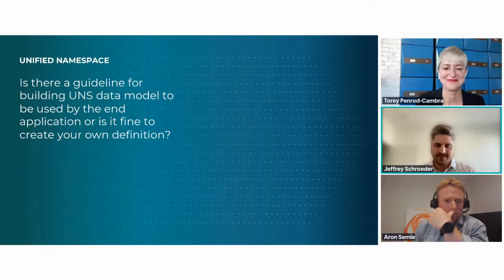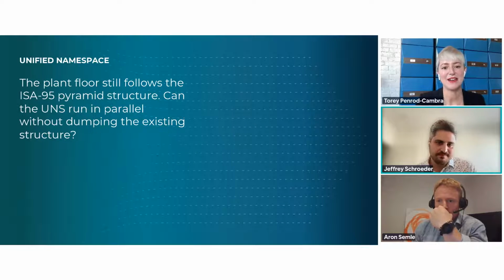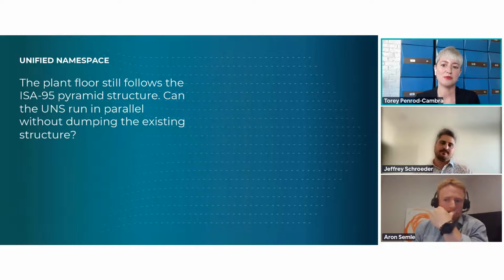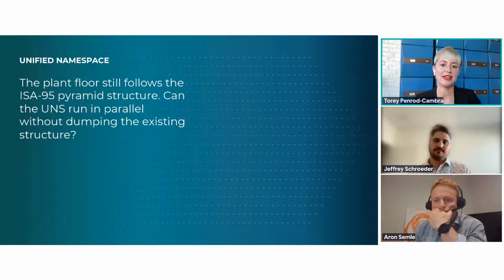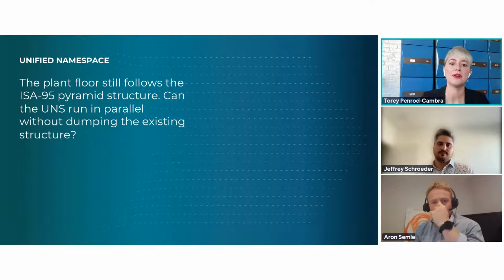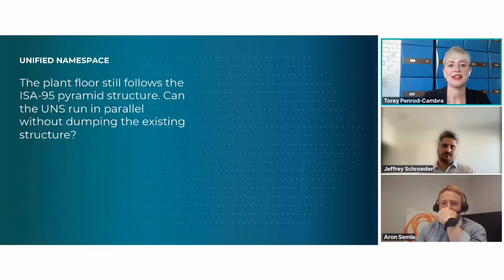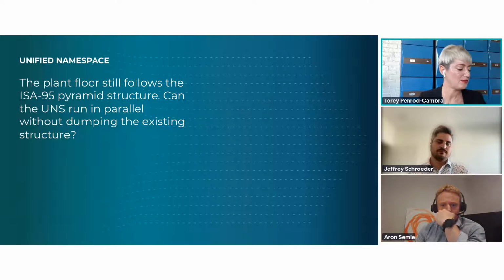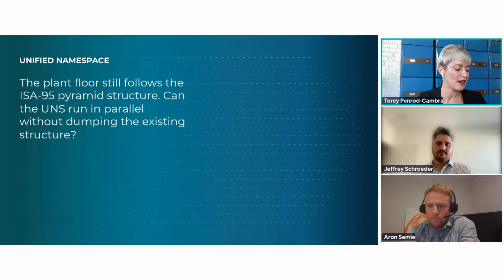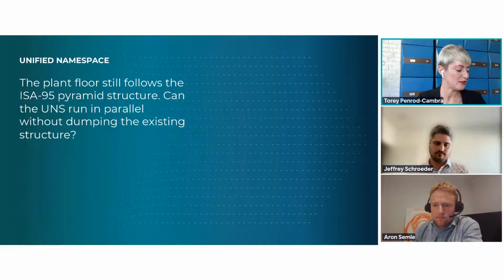Perfect. Okay, so since you brought up ISA 95, this is the last question I'll ask before we do a quick poll and then move into the final demo. The plant floor still follows the ISA 95 pyramid structure. Can the UNS run in parallel without dumping this existing structure? And I feel like we've kind of answered this in bits and pieces so far, but Jeff, maybe a quick comment, and Aaron, feel free to weigh in as well. Great.